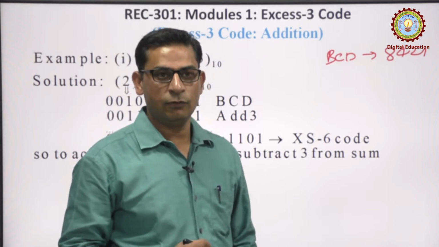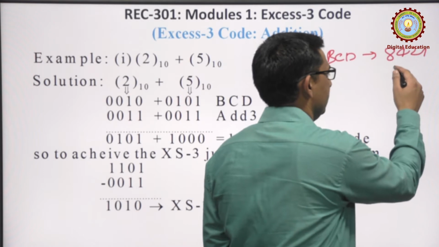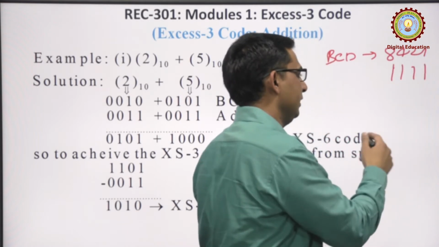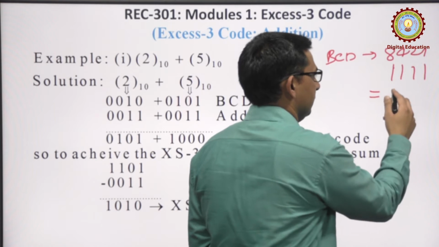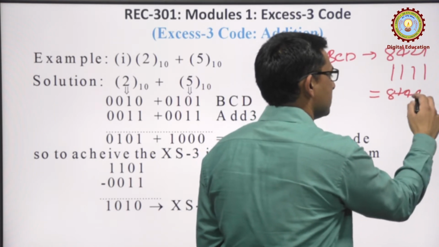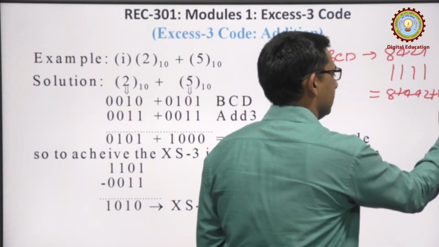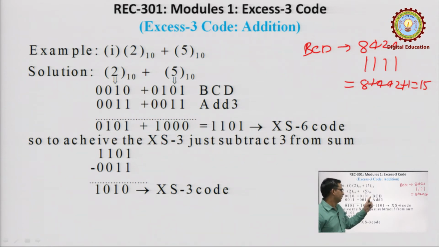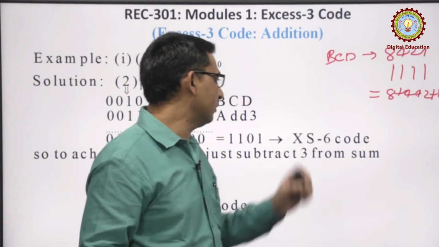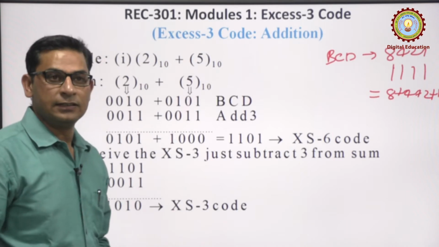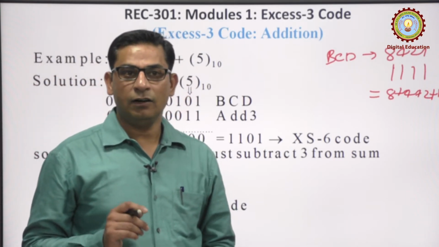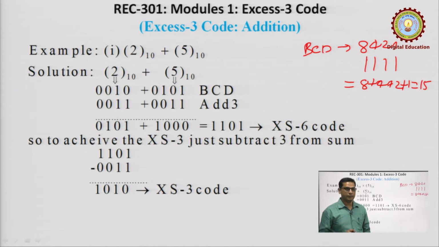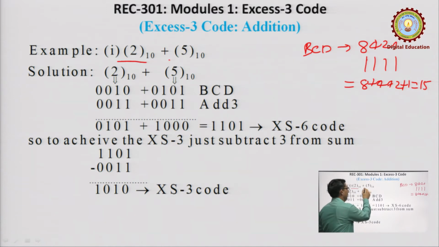For example, if we have a BCD code 1111, the weight will be 8 plus 4 plus 2 plus 1, which is equal to 15. If we want to convert this BCD code to the XS3 code, we have to add the binary equivalent of the decimal number 3. So, for example, here we want to add 2 and 5 using XS3 code.